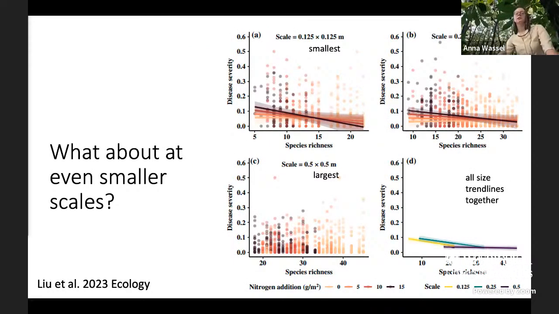So, but what about at even smaller scales? What if we're not thinking at the scale of kilometers, but at meters?